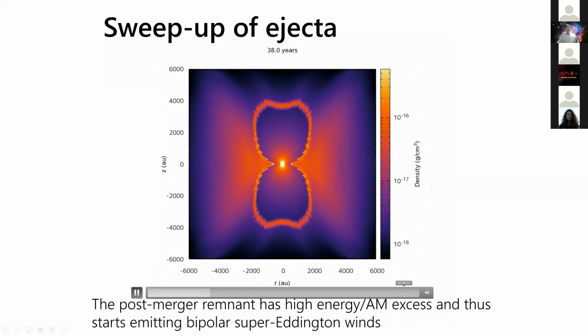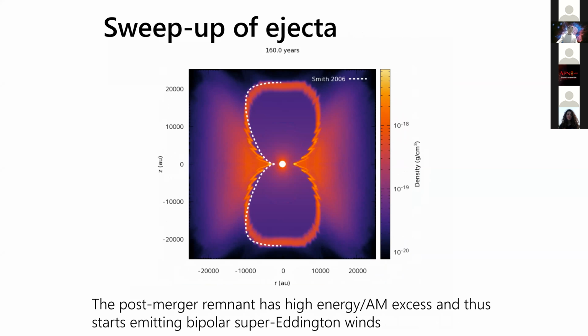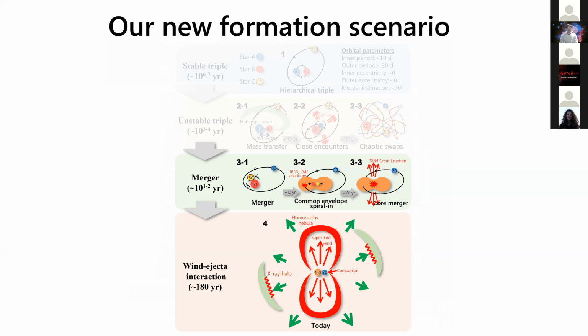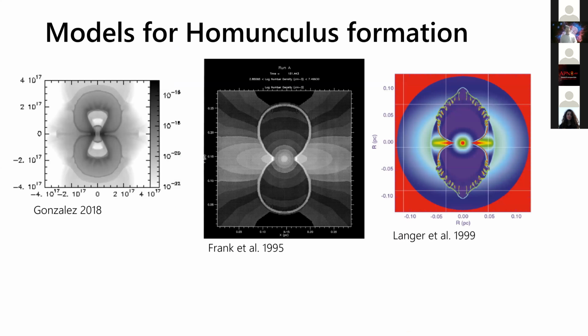And you basically see this homunculus-like shape. After about 160 years, it matches the size and shape of the homunculus we see today. Now, this sort of verifies the second half of our scenario. So all is good. Maybe our merger in a triple scenario can explain the origin of Eta Carinae. But so do many other models in the literature.